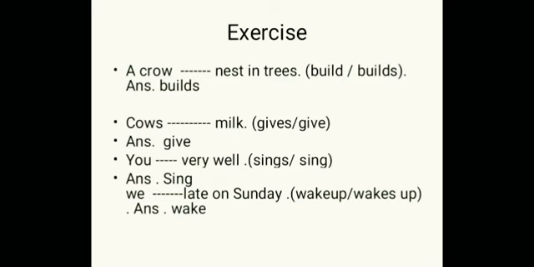You dash very well. You, singular subject, second person. So we do not add s to the verb. So what is the answer? Sing. We dash late on Sunday. We wake up late on Sunday. We plural, more than one person.